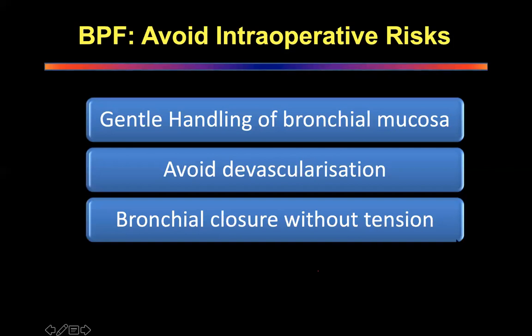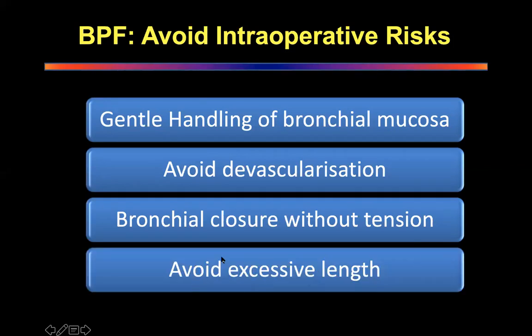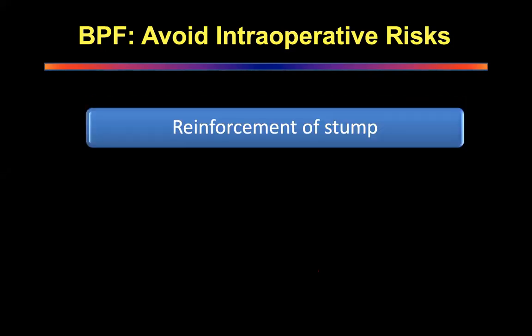Bronchial closure should always be done without tension. Make sure whatever you're suturing or whatever you're stapling is tension-free, and avoid excessive length. So these are the intraoperative factors which will help you to make sure that your bronchus does not leak.